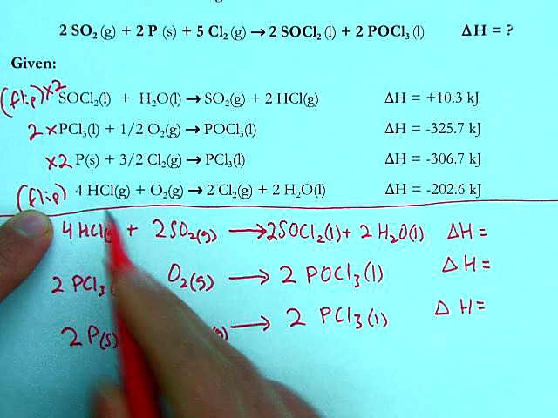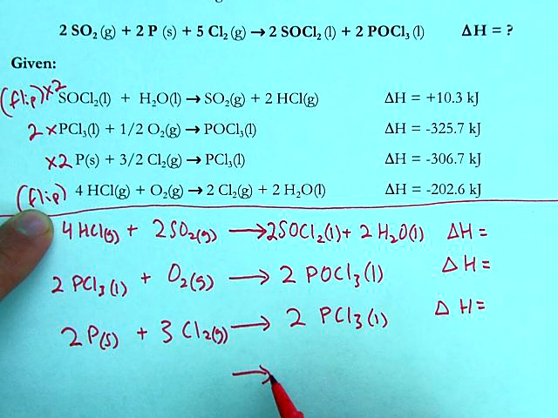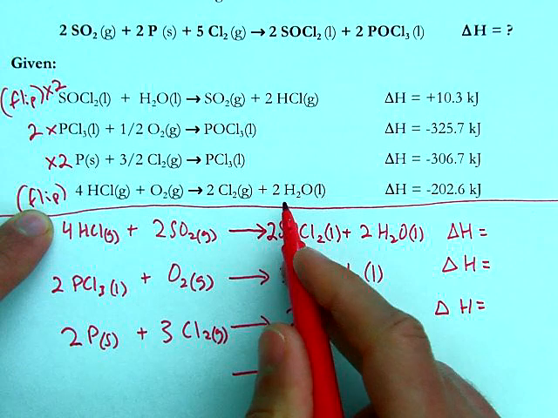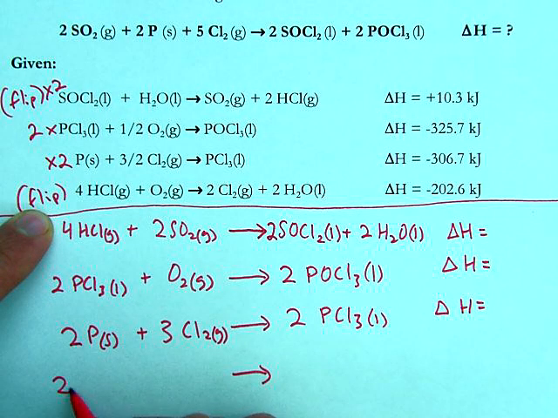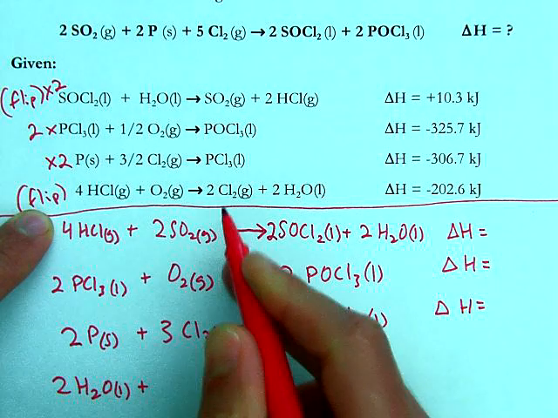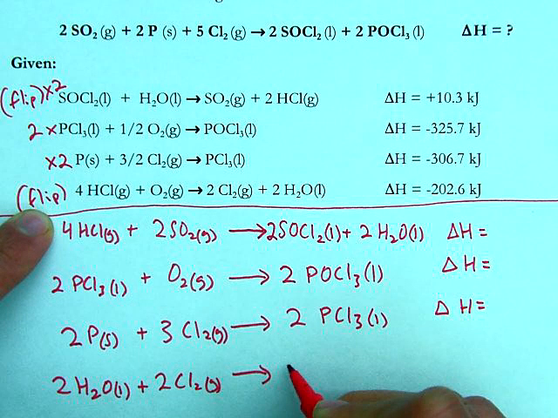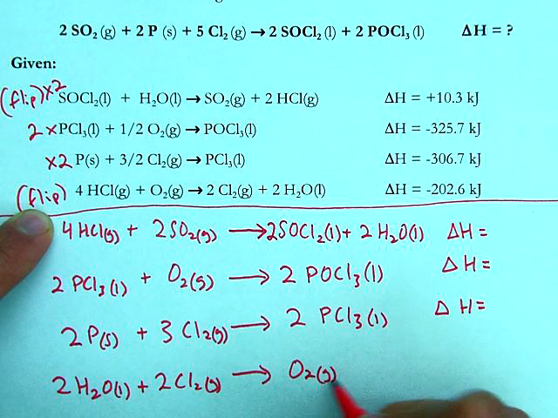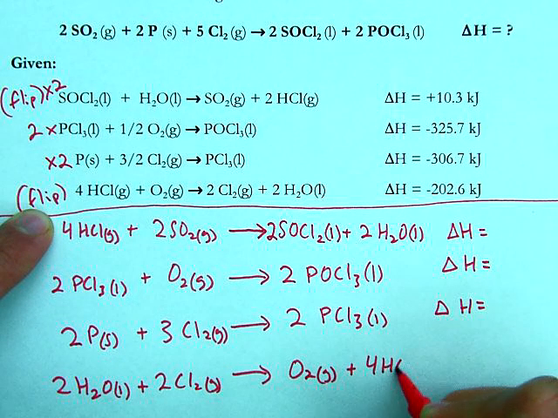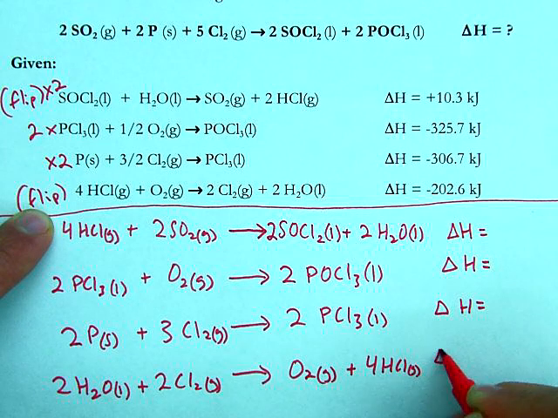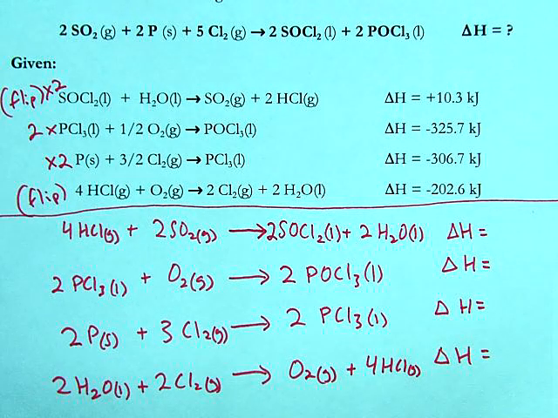This one is just getting flipped. Okay, the last one is just getting flipped. So that means that 2 waters are going to be on the left. Two chlorines are going to be on the left. And on the right, I'm going to have an O2 and 4 HCl. Okay? So this is me rewriting these equations as I outlined.